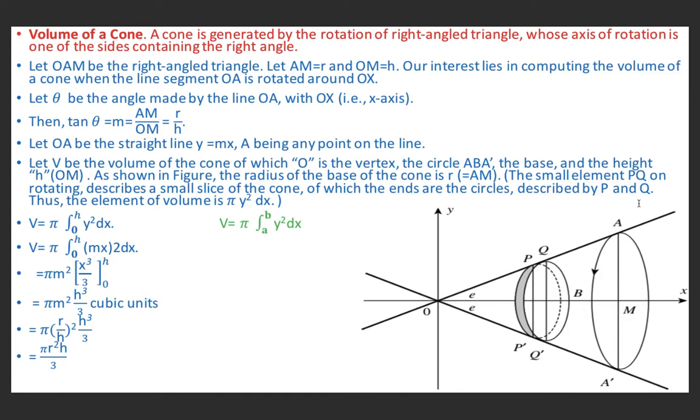OAM is the right angle triangle. Let AM be equal to R and OM be equal to H. Now we want to find the volume of a cone when the line segment OA is rotated about OX. Let theta be the angle made by the line OA with OX.